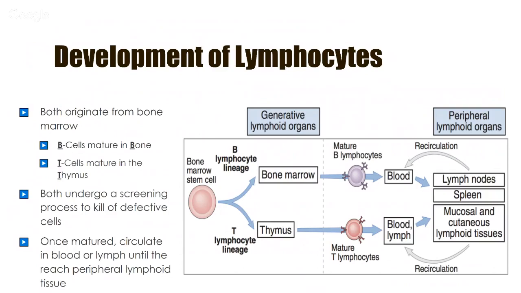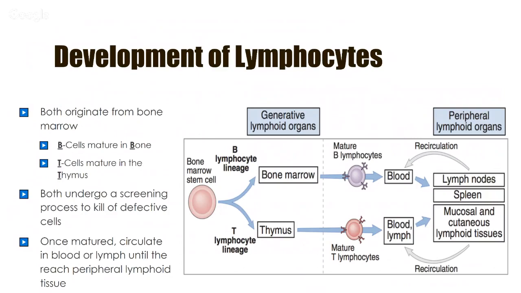And once these mature, they circulate in the blood or lymph until they reach your peripheral lymphoid tissue. And what your peripheral lymphoid tissue usually is, if you've done lymphatics slightly, I think you would have, is things like your lymph nodes, your spleen, and other parts of the lymphatic system where the lymph actually drains into.